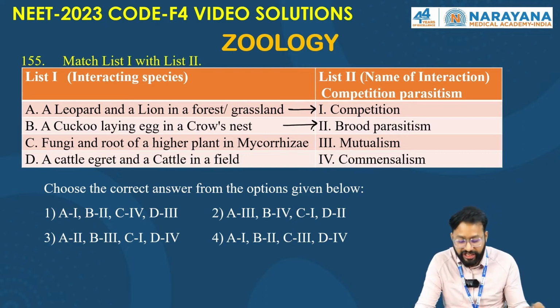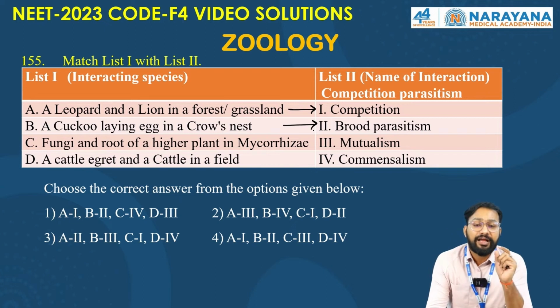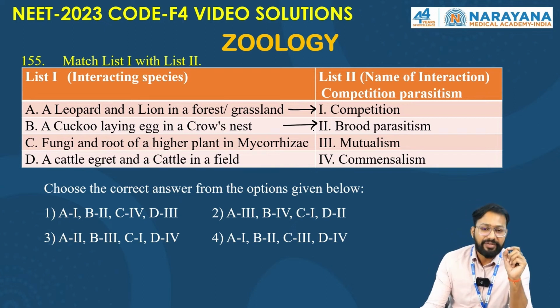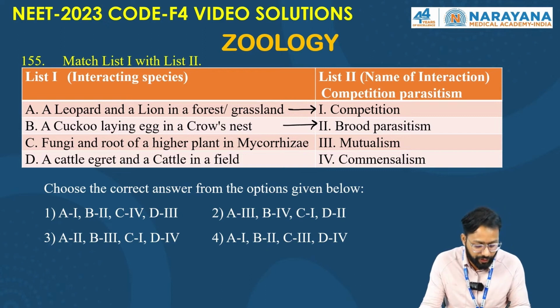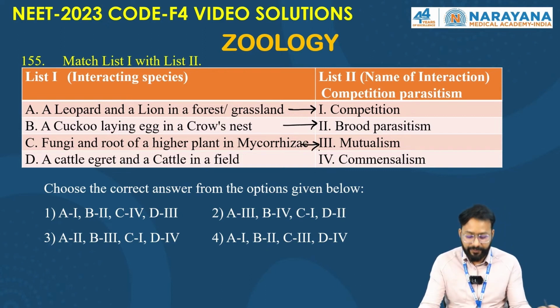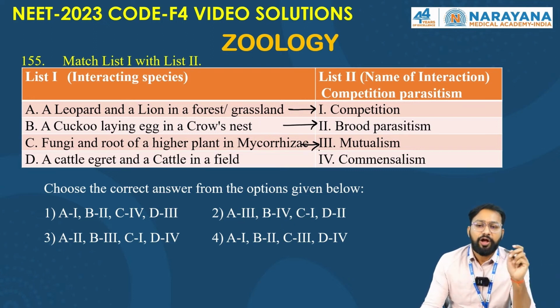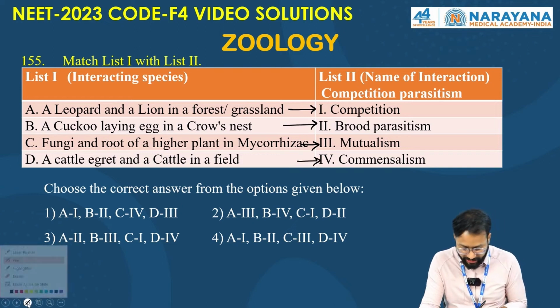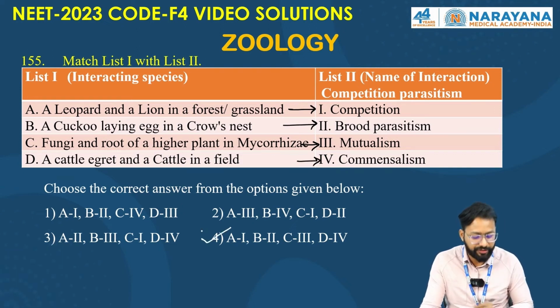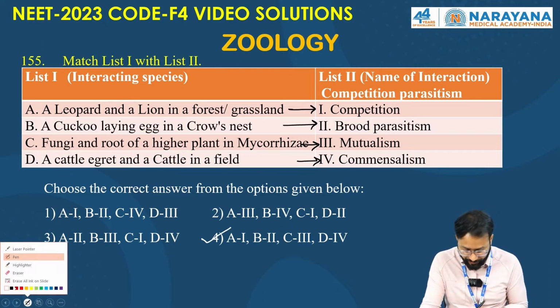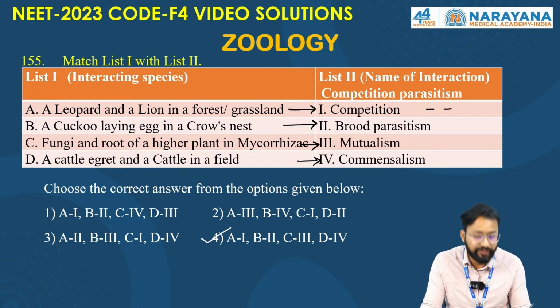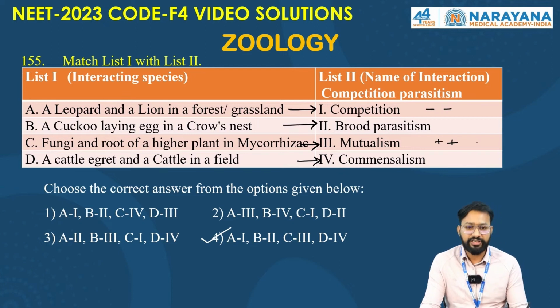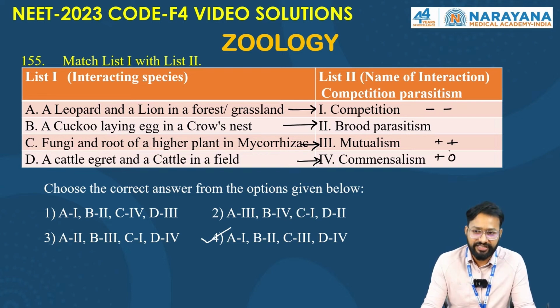Okay. And fungi and root of higher plant in mycorrhizae. Mycorrhizae is a type of symbiosis, or mutualism. So for C, it should be 3. Cattle egret on a cattle in a field shows commensalism. So for that, it should be 4. So here the correct option would be the fourth option. And remember, competition is a negative and negative type of interaction. Mutualism is a positive and positive type of interaction. Commensalism, positive and neutral type of interaction will be seen.